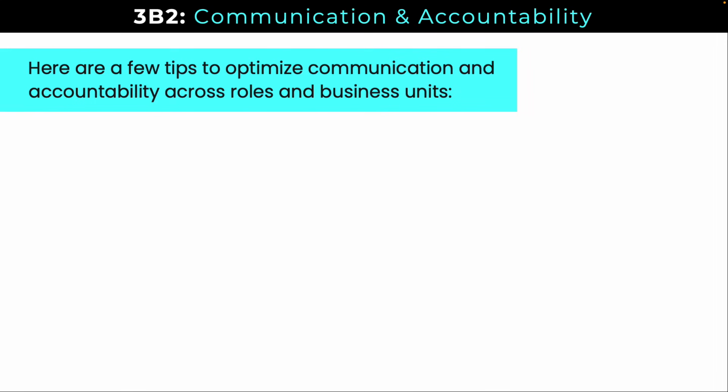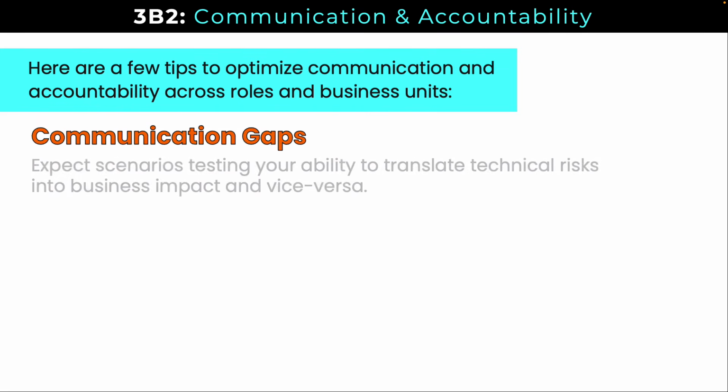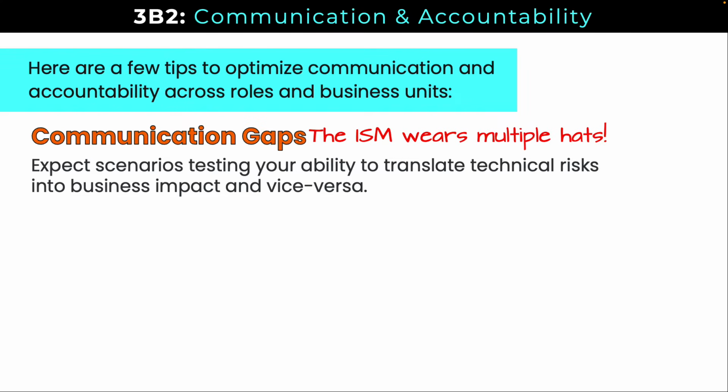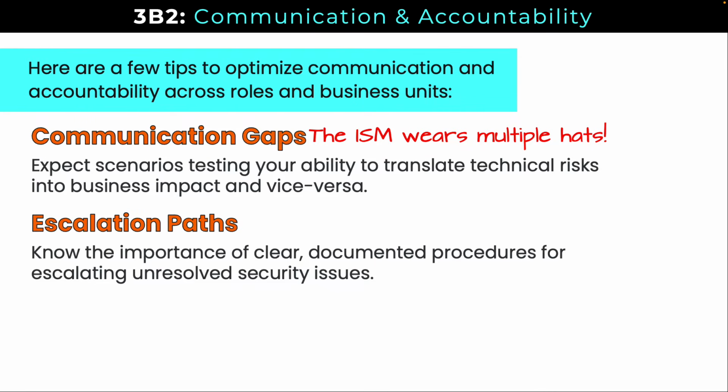So here are a few tips on optimizing communication and accountability across roles and business units. In terms of communication gaps, you want to expect scenarios on the exam testing your ability to translate technical risks into business impact and vice versa. And remember here, the information security manager wears multiple hats. So they have that technical background, they understand the technical lingo, but they're translating these concepts, these messages to a business audience. And clear escalation paths, so knowing the importance of clear documented procedures for escalating unresolved security issues.